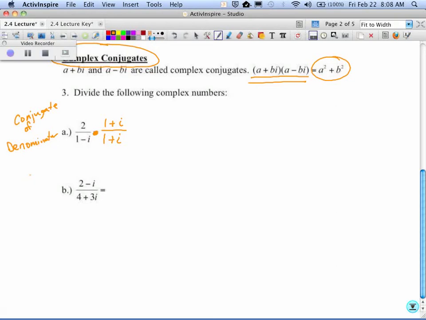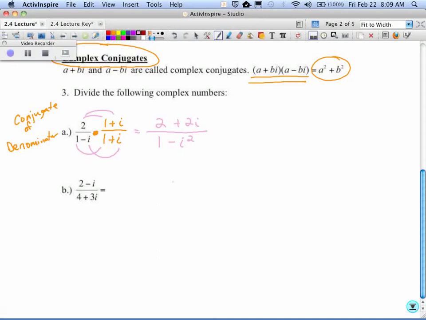So, let's do 2 times 1, 2 times i. So if you distribute on the top, anytime you multiply by the conjugate, I don't worry about the middle terms. So all I'm going to do is 1 times 1 and negative i times i. I don't worry about the i and the negative i because they're just going to add up to 0 anyway. So with conjugates, just do the first 2 numbers and the last 2 numbers.